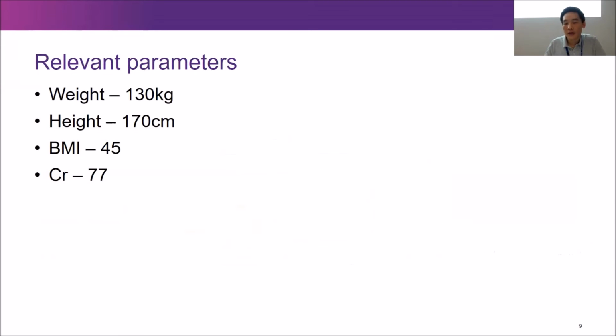So these are some of the relevant parameters that might influence your dosing recommendations. The patient is 130 kilograms, so a fairly large patient, average height at 170 centimeters. His BMI works out to be 45 and his creatinine is 77. So relatively good renal function.